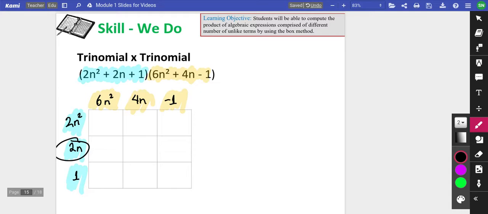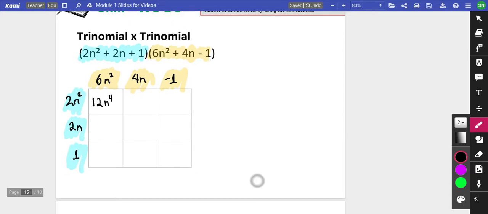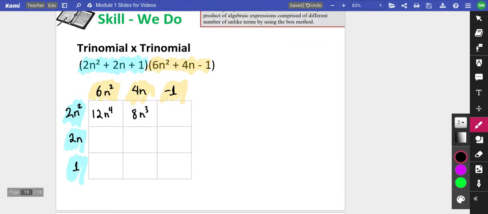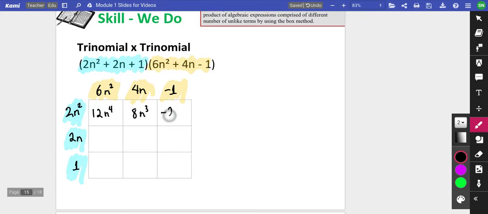So we start with 2 times 6 is 12. N squared times n squared is n to the fourth. Whenever we multiply, we do add the exponents. 2 times 4 is 8, n cubed. We add the exponents. And the last one is negative 2n squared.